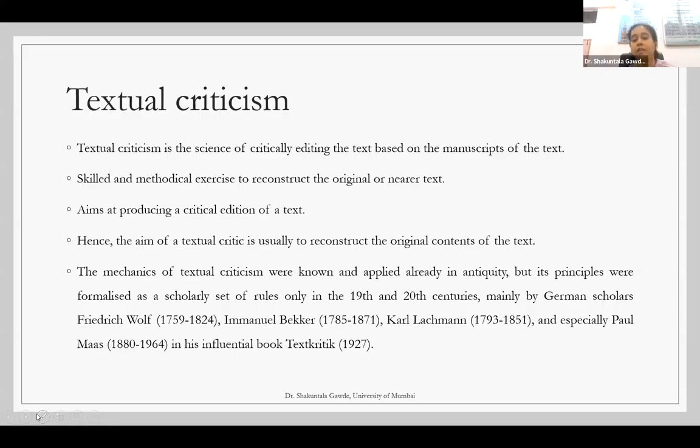And later on they were written on the manuscripts, different kinds of papers, we can say. Maybe it is paper, birch bark, different material it can be. So that is deeply studied as a part of manuscriptology.